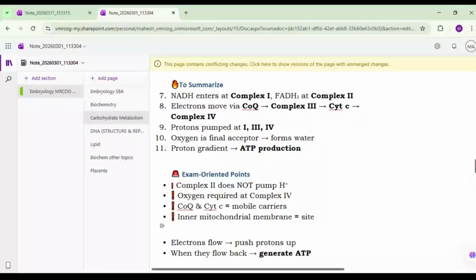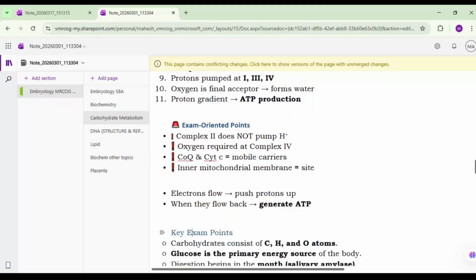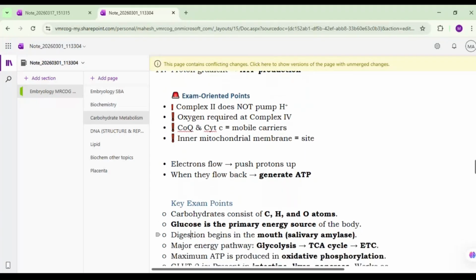One thing you should remember: complex 2 does not pump protons. Oxygen is required at complex 4. CoQ and cytochrome C are the mobile carriers for the electrons. This is happening at the inner mitochondrial membrane. The electron flow pushes protons up. When they flow back, it generates ATP.